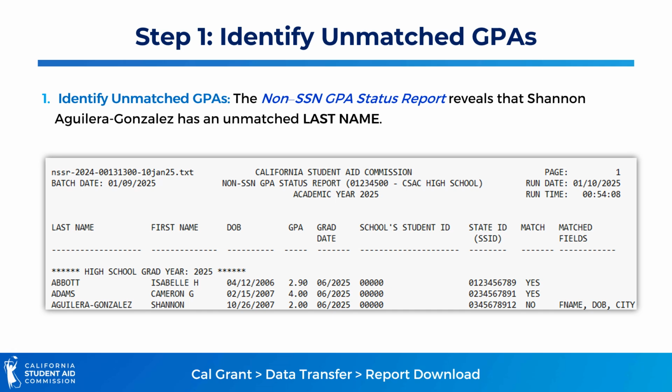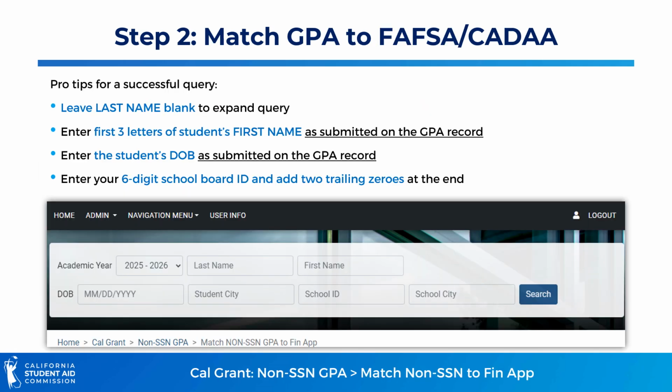Let's begin with the first step, identifying unmatched GPAs using the non-SSN GPA status report. On this screen, we will look at a sample student by the name of Shannon Aguilera Gonzalez. Notice the match column indicates no match. Looking at the match fields column on the right, we can see that her first name, date of birth, and city match what was submitted by the school, which means that her last name did not match. Once we have identified a student that does not have a matching GPA, we move on to step 2, matching the student's GPA to the financial aid application.